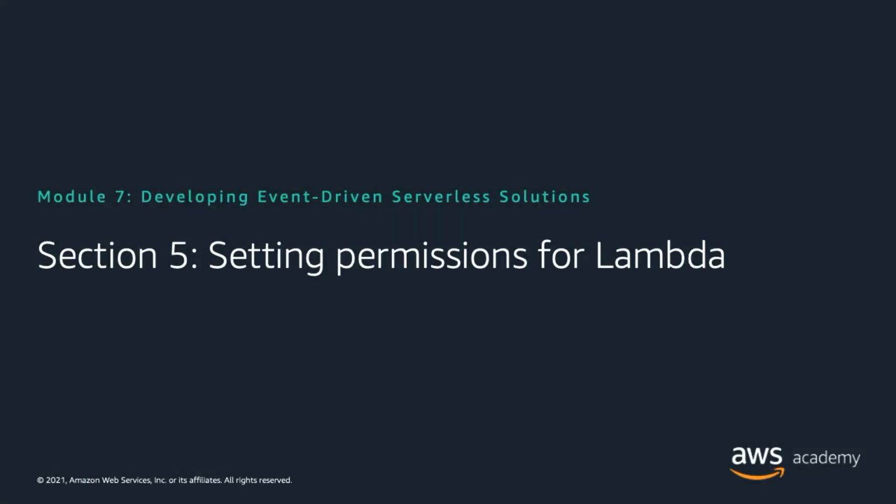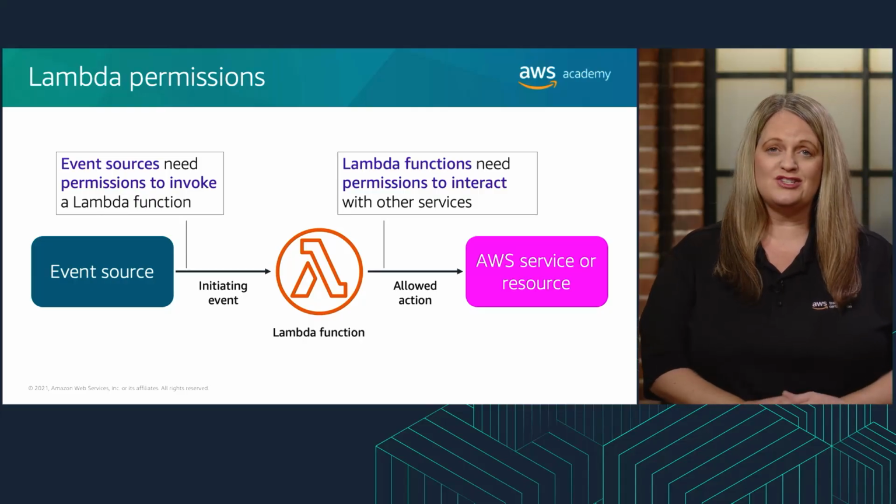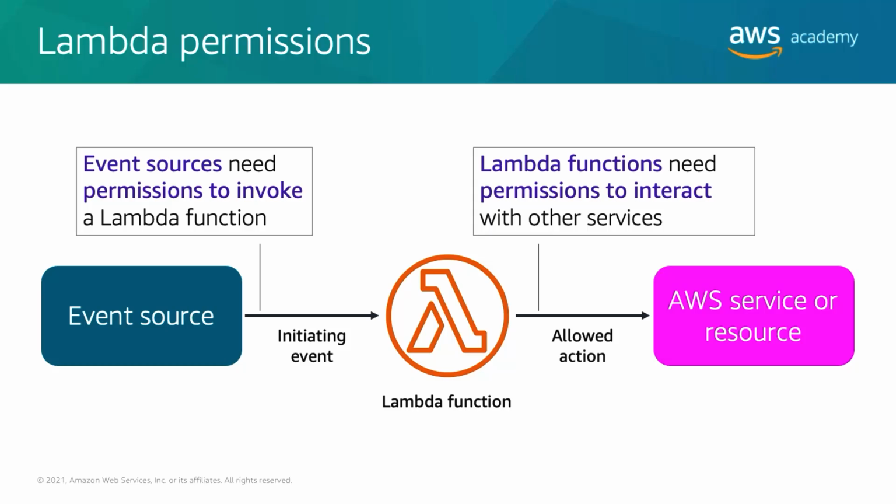This video covers Section 5, Setting Permissions for Lambda. Lambda requires two types of permissions. First, event sources need permissions to invoke a Lambda function. Next, Lambda functions need permissions to interact with other AWS services and resources. Permissions are handled through IAM.